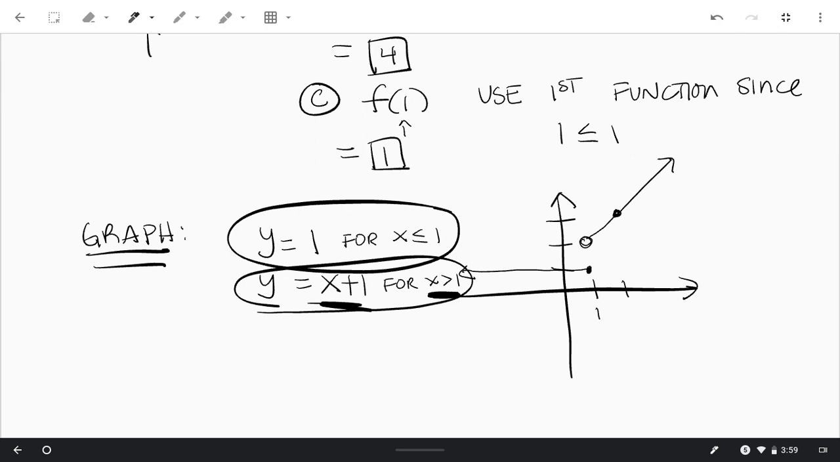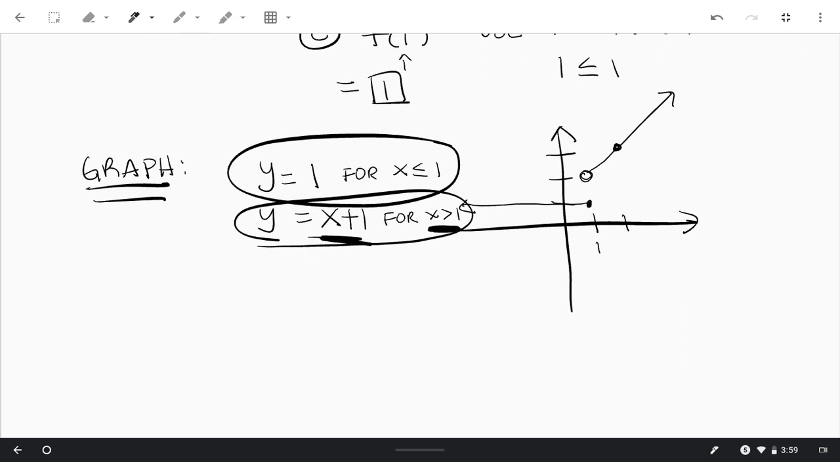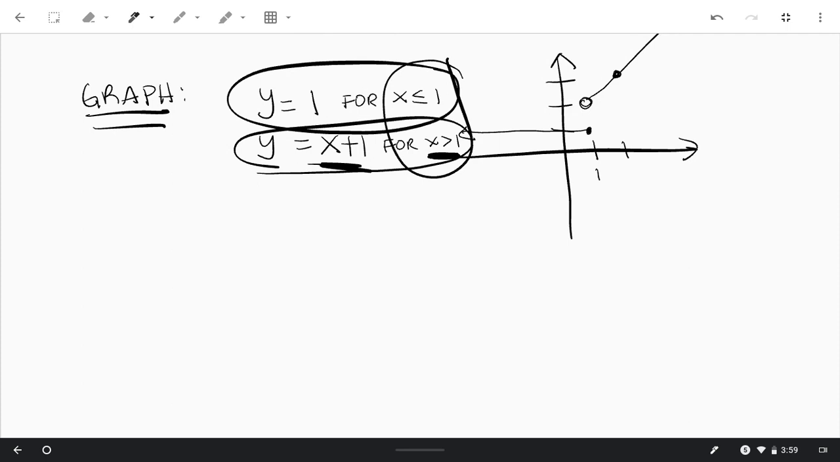All right. So that's how you graph a piecewise function. Remember, this is where the transition happens, so the graphs have to not go on beyond that point.